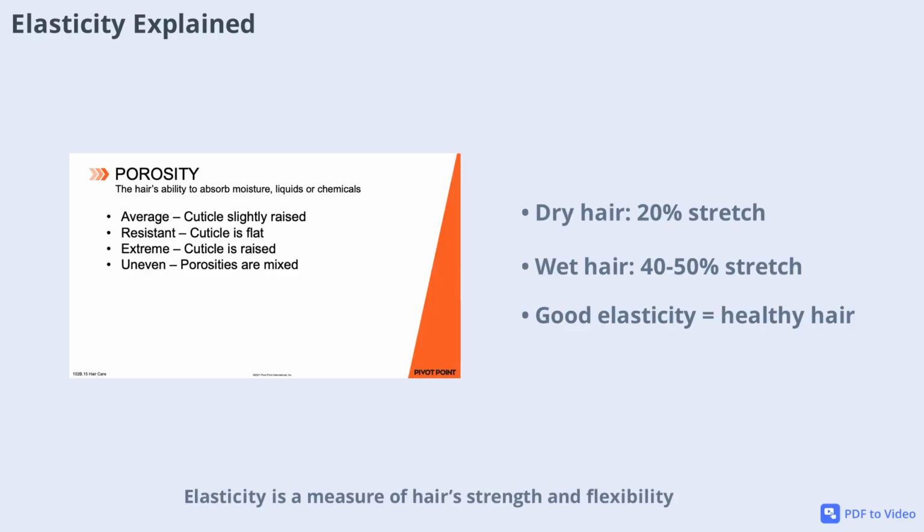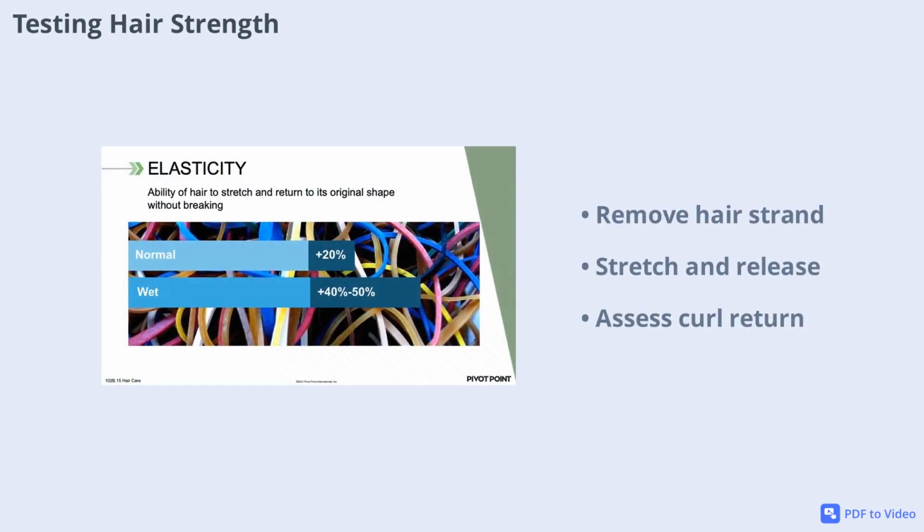Elasticity is a measure of hair's strength and flexibility. Normal dry hair can stretch about 20% of its length, while wet hair can stretch up to 40–50%. Testing elasticity helps you determine if hair is healthy or structurally weak. Hair that returns to its original shape after stretching is in good condition, while hair that doesn't may need special care to prevent breakage.